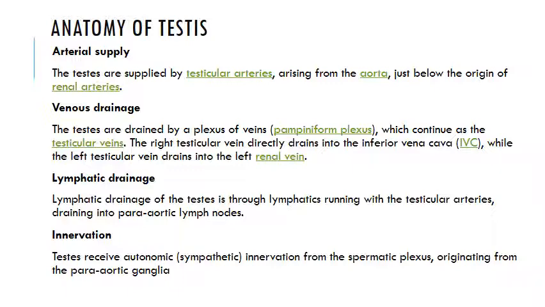When we come to the arterial supply to the testis, testicular arteries arise from the aorta just below the origin of renal arteries. The venous drainage is by the plexus of veins, that is pampiniform plexus of veins, that continue as the testicular vein. The right testicular vein directly drains into inferior vena cava, while the left testicular vein drains into the left renal vein. The lymphatic drainage of testis is towards the para-aortic lymph nodes. The innervation of testis is sympathetic, from the para-aortic ganglia.